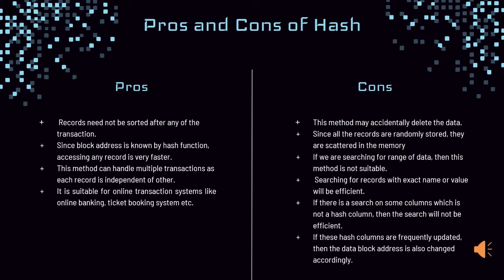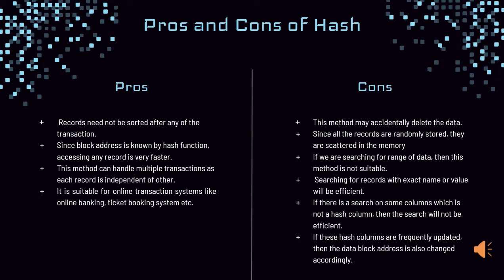Okay, next is pros and cons of hash file organization. For the pros, the first one is records need not be sorted after any transaction. Hence, the effort of sorting is reduced in this method. Second one is since the block address is known by the hash function, accessing any record is very fast. Similarly, updating or deleting a record is also very quick.